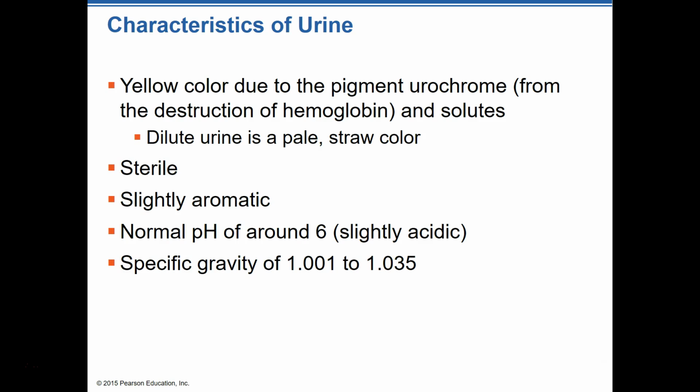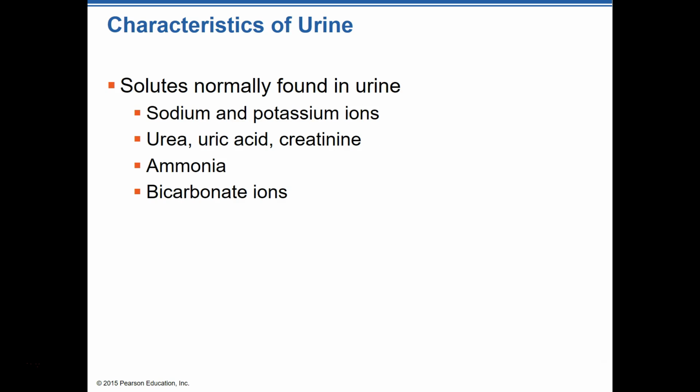Normal pH around 6, so it's slightly acidic. And it has a specific gravity of whatever that is. So, some things that are normally found in urine: sodium and potassium ions. There are specific levels that they can test to know what's normal. Urea, uric acid, creatine, ammonia, bicarbonate ions, all of those things that are normally found in there. And there's normal levels for those.